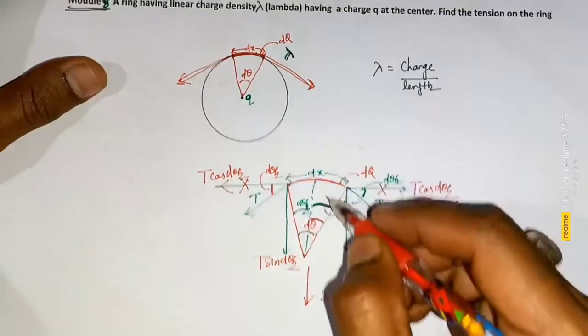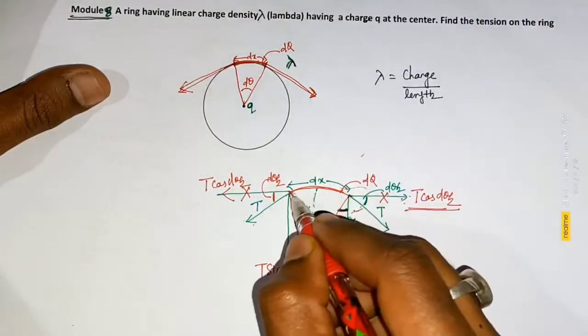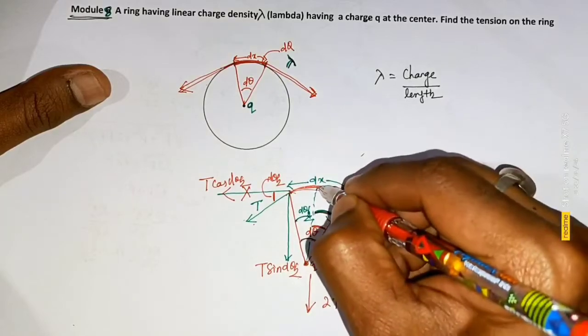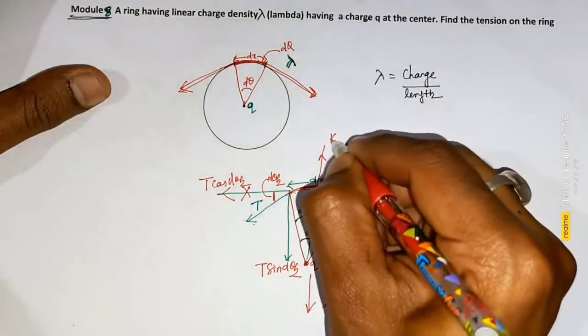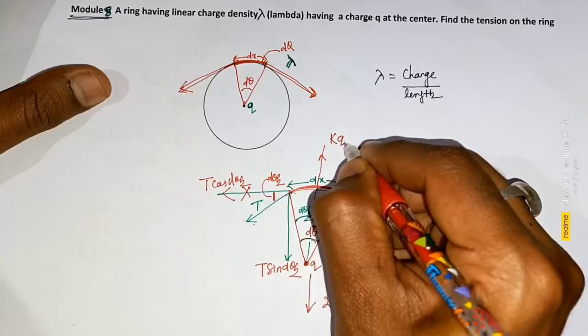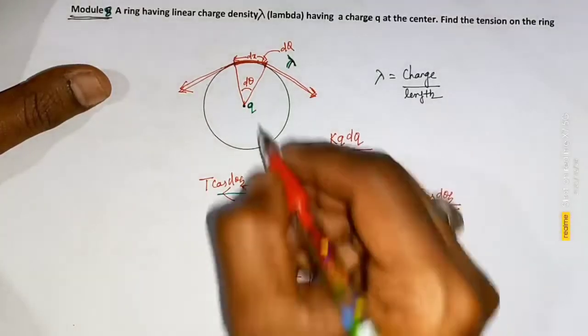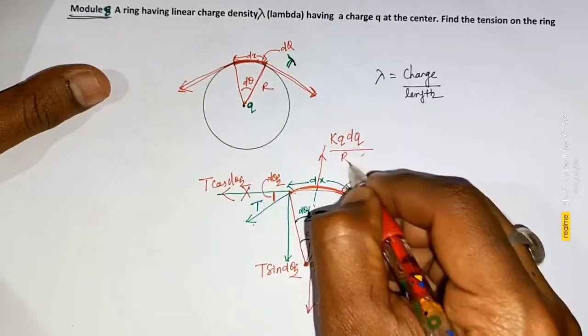And if you observe, this is the center, one charge q is here, and I already said this small element has charge dq. So the Coulombic repulsion will be like this, and this Coulombic repulsion is k q dq upon r square, if I consider the radius of the ring as r, so k q dq upon r square.